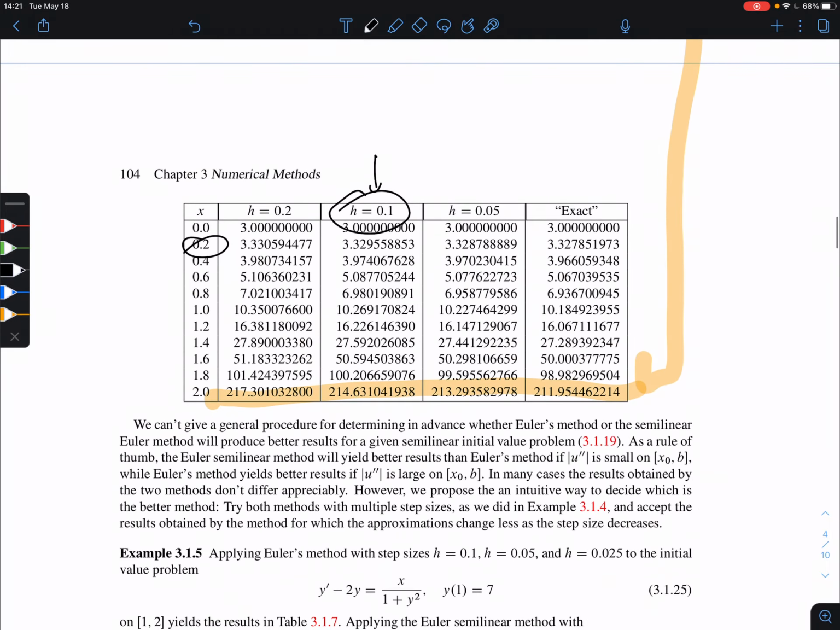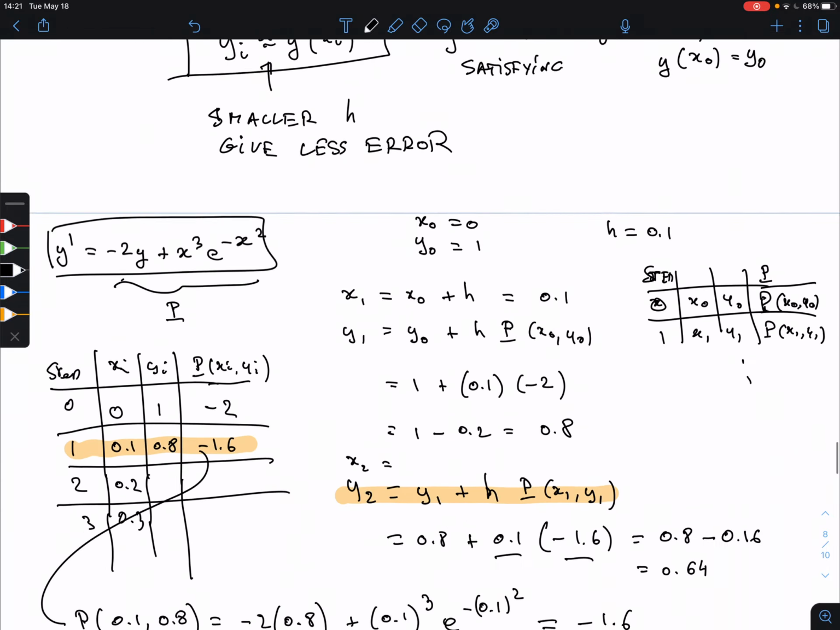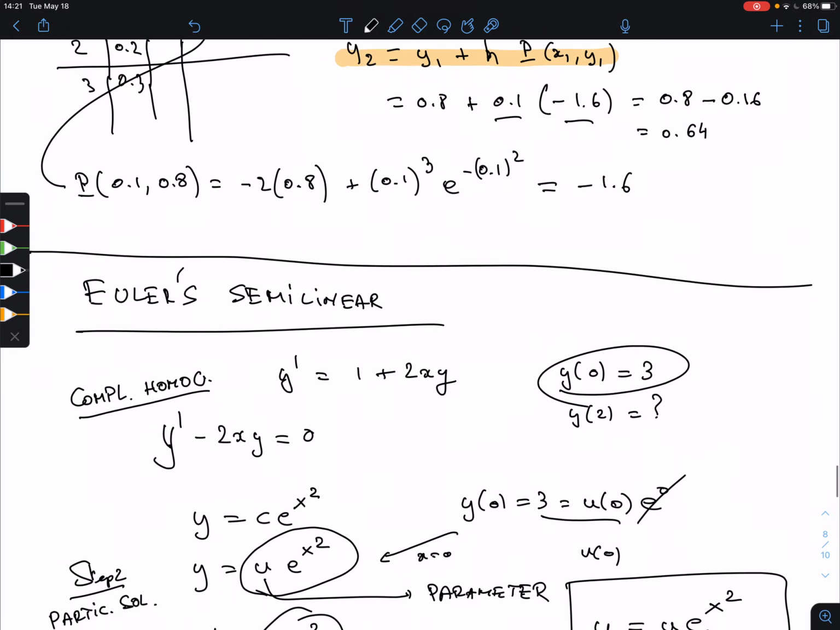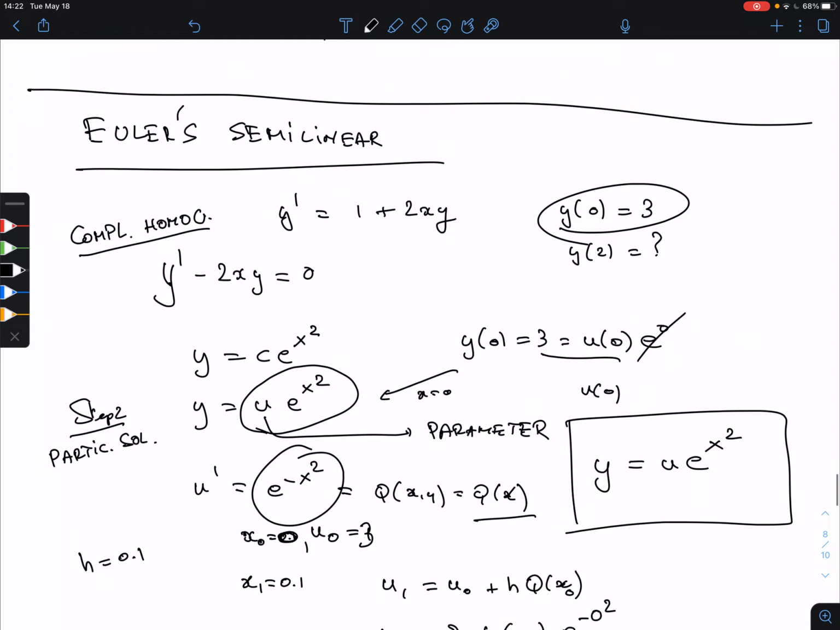Of course, if I want to do this, okay, no, let's not. I want to stop here because all this is just tedious number crunching. I want to give you the principle. So the semi-linear method, you try to solve the equation as far as you solve the homogeneous equation.